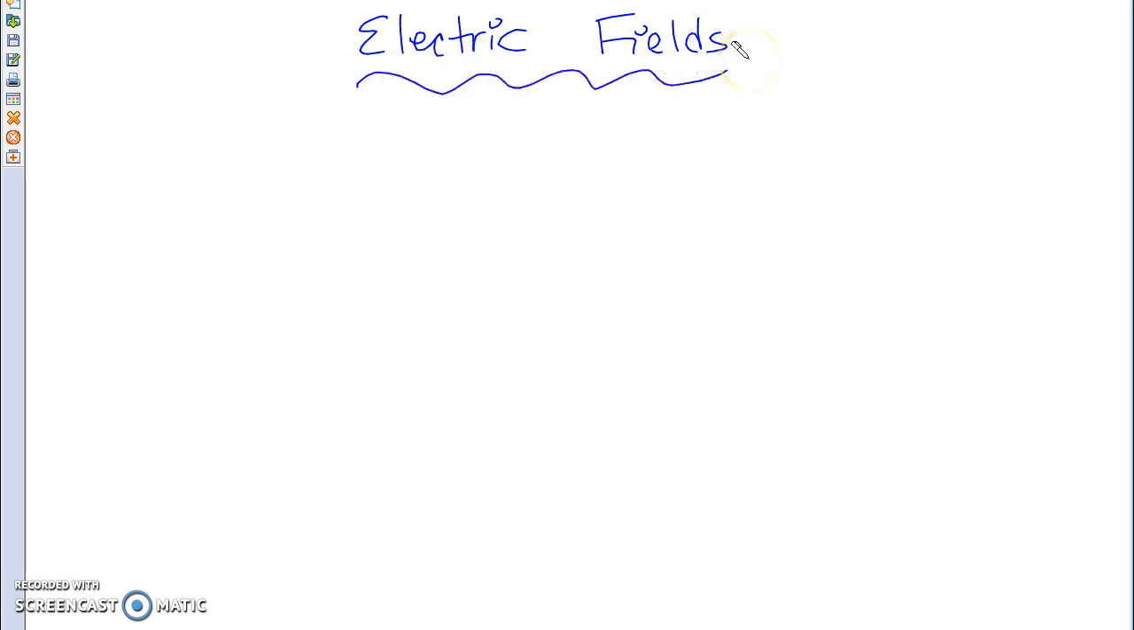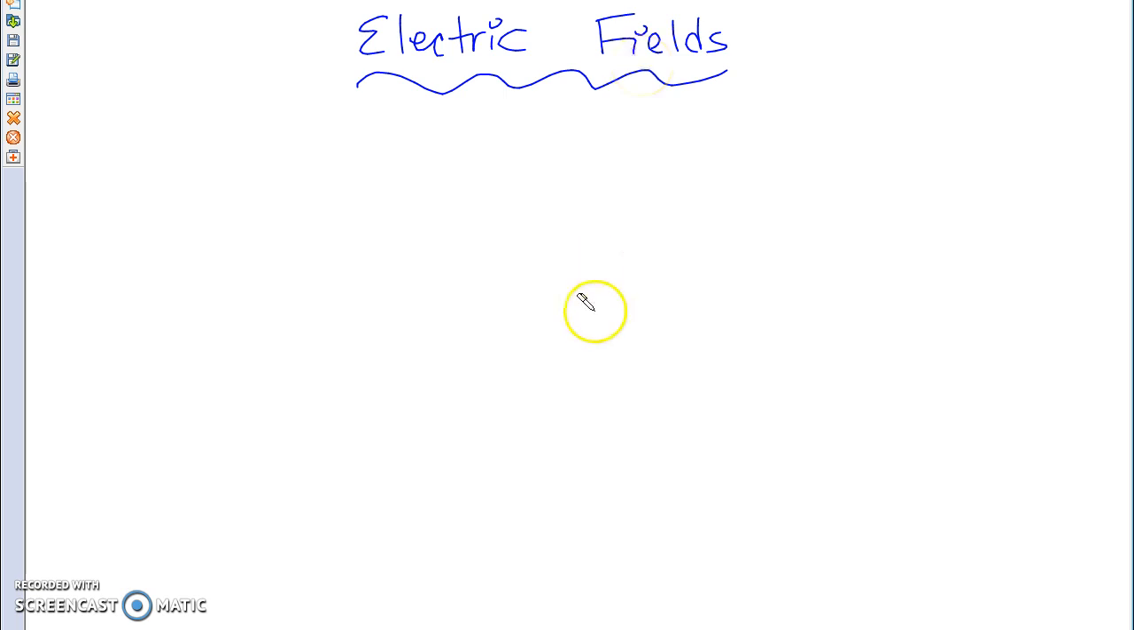So we are going to take a look at electric fields today. This is section 7.2, I believe, from the textbook. Electric fields, as I've said before, are very similar to gravitational fields, magnetic fields, etc.